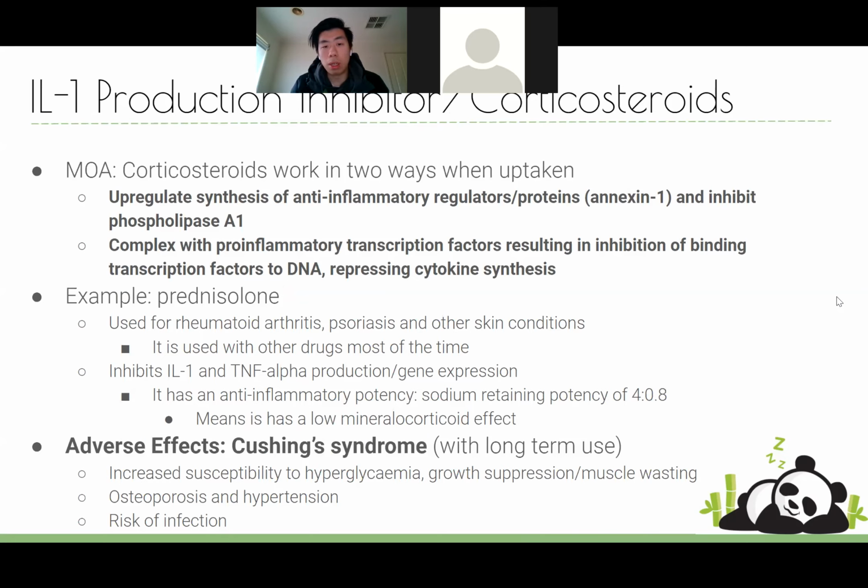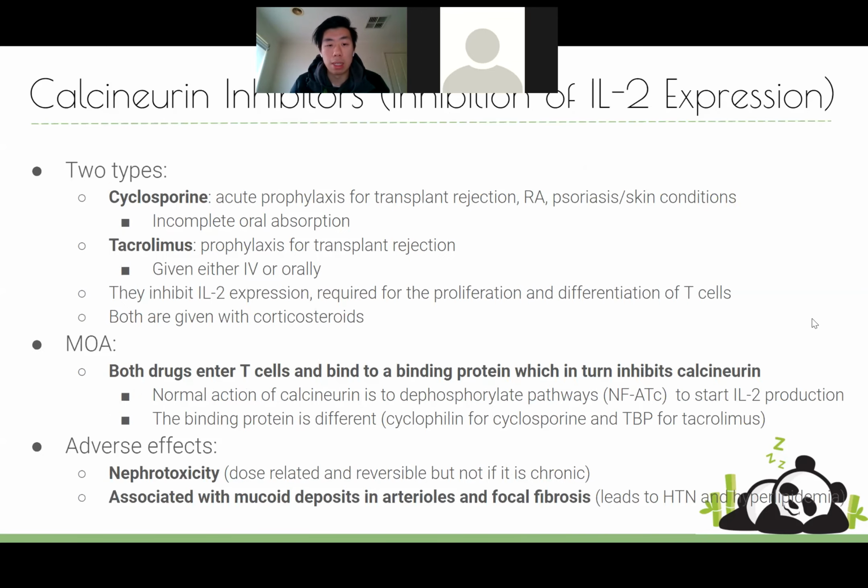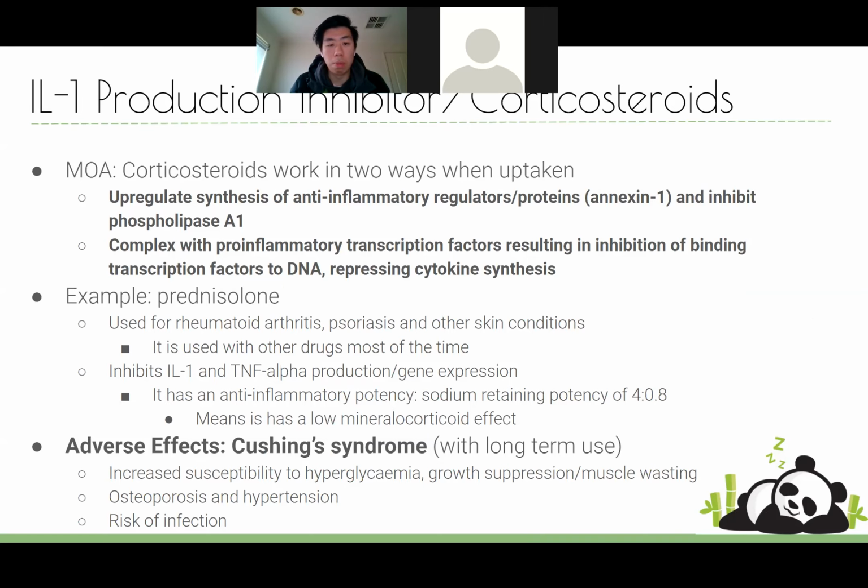So IL-1 production inhibitors, or your corticosteroids, will work in 2 ways. First, they upregulate synthesis of anti-inflammatory regulators, your annexin-1, which inhibits phospholipase A2. They will also complex with pro-inflammatory transcription factors, resulting in inhibition of their binding to DNA, repressing cytokine synthesis. I don't have a picture, unfortunately, but basically they both upregulate anti-inflammatory responses and downregulate inflammatory responses by reducing cytokine synthesis. And those are the 2 ways in which they work, which is important.